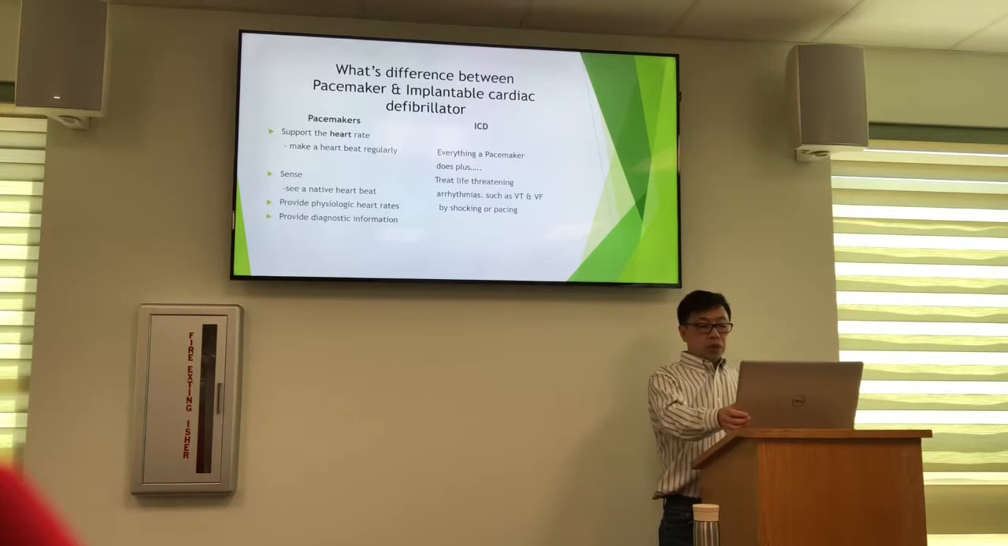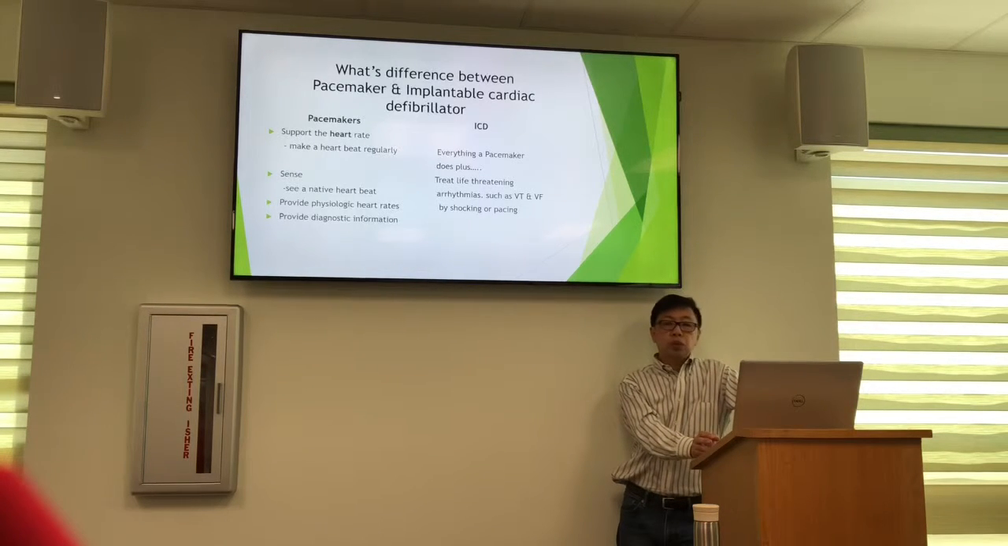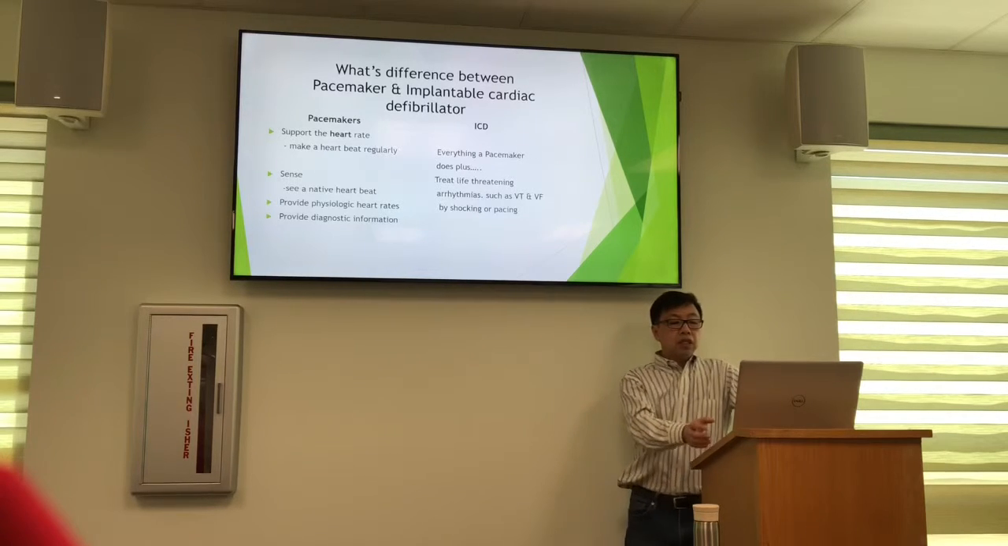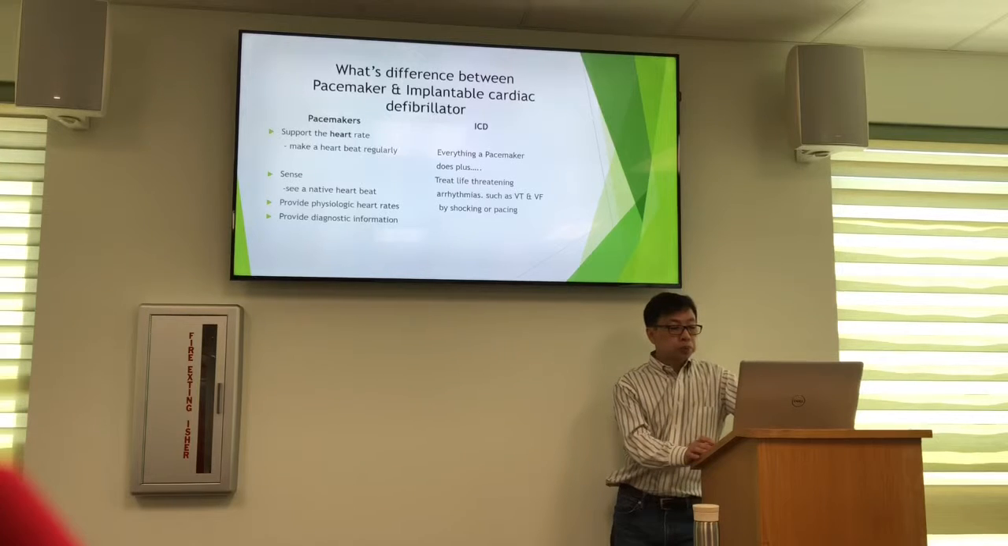Sensing, sensitivity, and pacing rate will be programmed during implantation of the device. An ICD, on the other hand, will do everything a pacemaker does. Well, an ICD will also monitor heart rate.